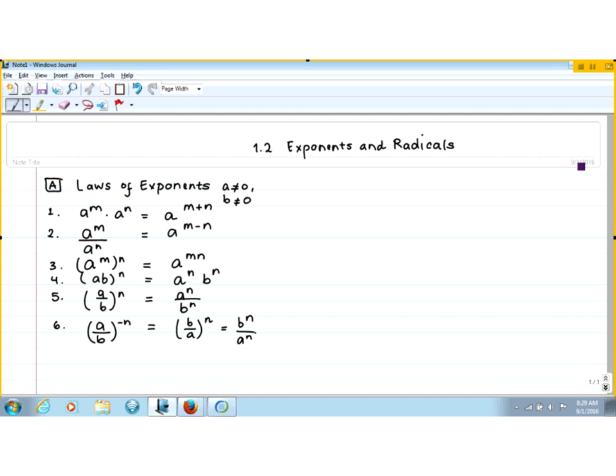So let's just simplify the expression. Do we need examples? Probably not, right? Simplify each expression using positive exponent only.